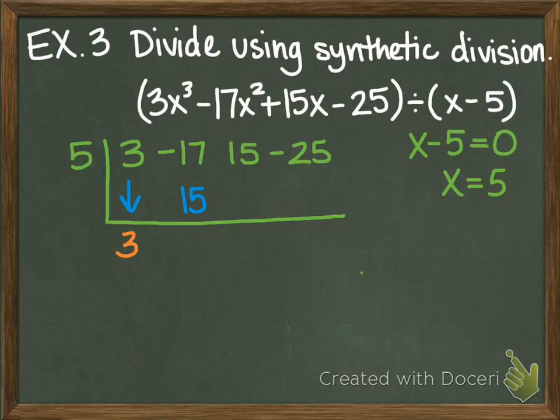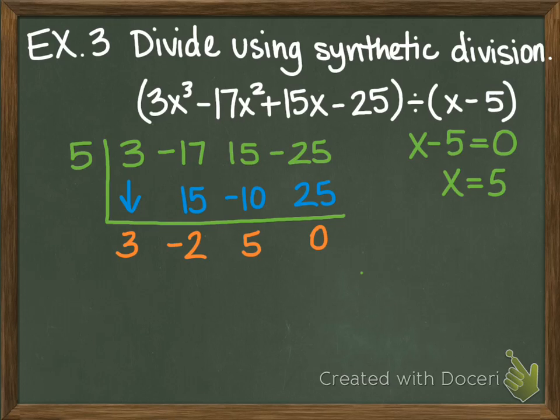So then negative 17 plus 15 is negative 2. Notice I didn't have to change any signs. I'm just keeping whatever I multiplied by, I put it in the next spot, and then I add straight down. So now negative 2 times 5 is negative 10. It goes in the next spot. And I add 15 and negative 10 together, and I get positive 5. I multiply 5 times 5, and that equals 25. So then negative 25 plus 25 equals 0.